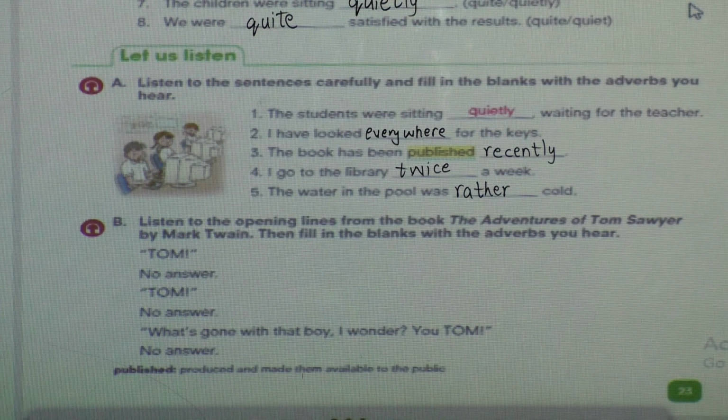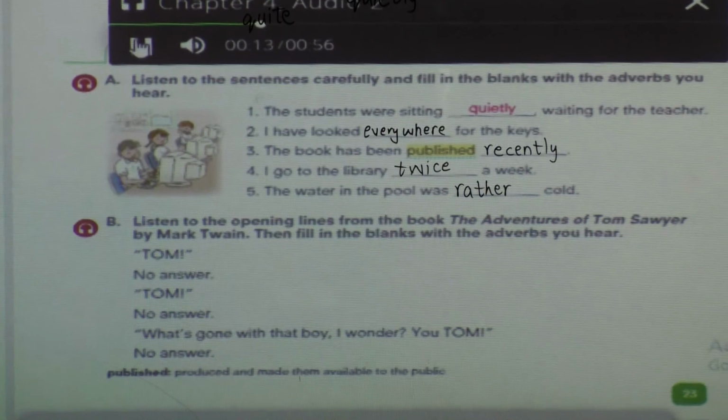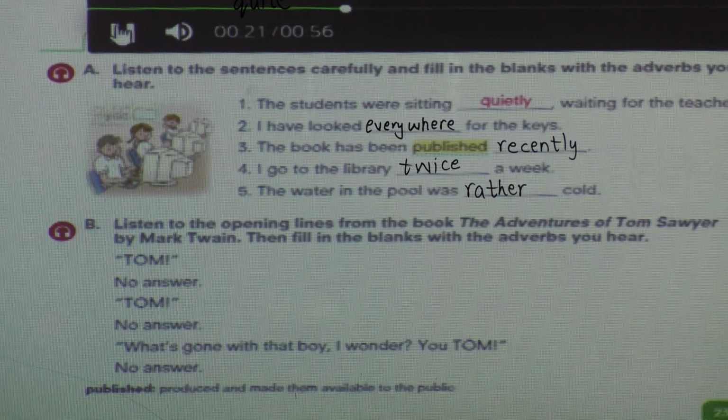Okay. Now listen to the opening lines from the book, The Adventures of Tom. B. Tom, no answer. Tom, no answer. What's gone with that boy, I wonder? You, Tom, no answer. The old lady pulled her spectacles down and looked over them about the room. Then she put them up and looked out under them. She seldom or never looked through them for so small a thing as a boy. They were her state bed, the pride of her heart, and were built for style, not service. She could have seen through a pair of stove lids just as well. She looked perplexed for a moment, and then said, not fiercely, but still loud enough for the furniture to hear, well.